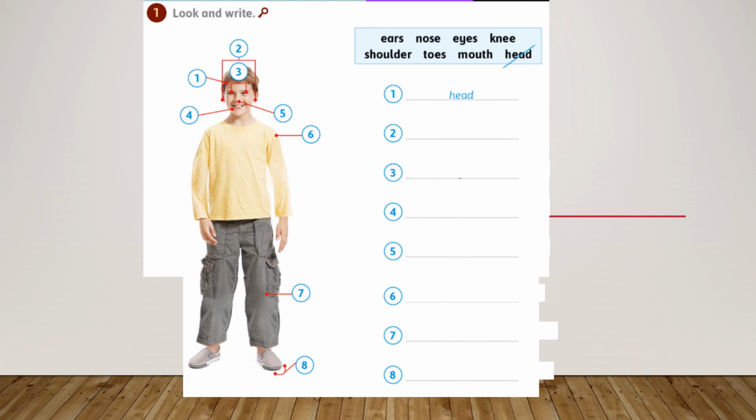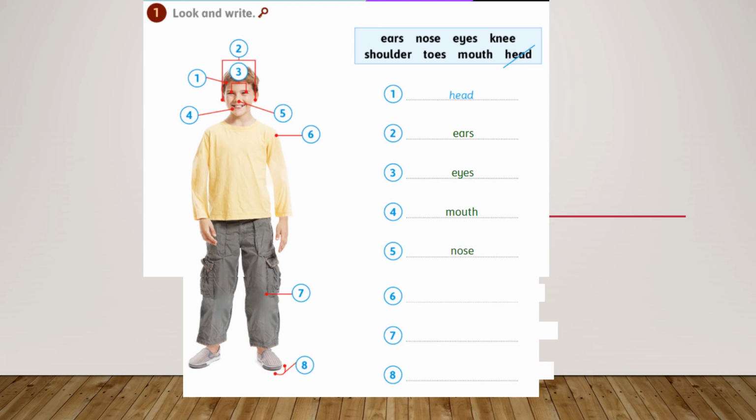Now, number 1 is pretty clear in the picture that it is pointing at the head. What about number 2? Yes, ears. And number 3, something we can see with? Yes, eyes. Excellent. Number 4, it's pointing at something we use to eat and speak. Great, mouth. And number 5, yes, it points at something that we use to smell. So it is what? Nose. Correct answer.